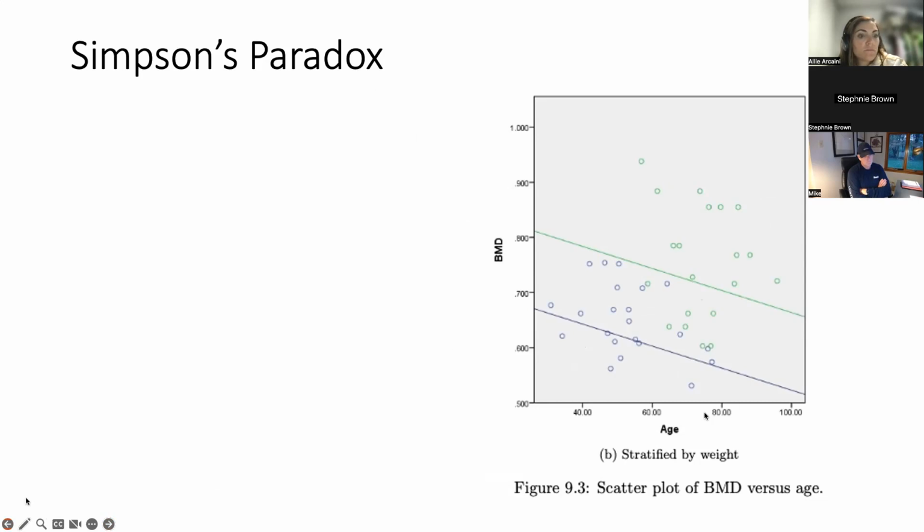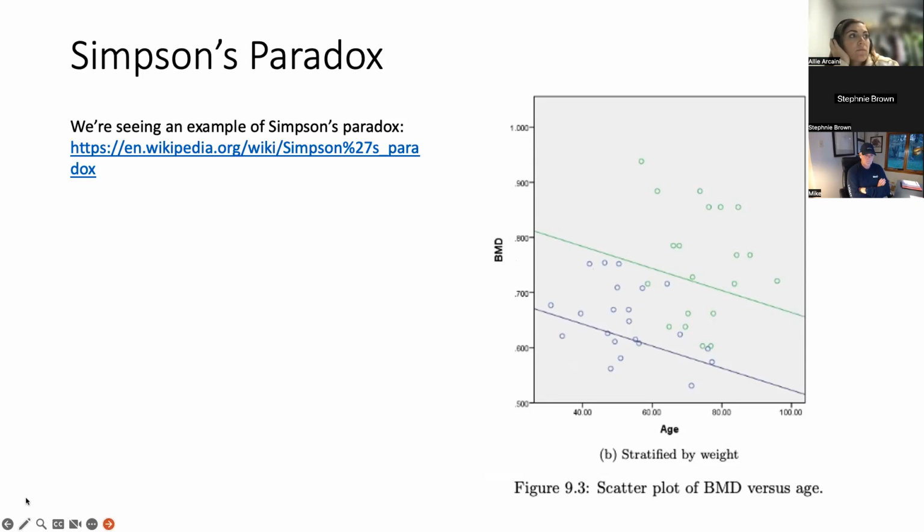It becomes negative because now I have some new information. I'm essentially stratifying by weight in my model, right? So I'm first acknowledging the relationship between bone mineral density and weight. And then I'm using the leftover information to look at age and bone mineral density. And when I do that, I see the true situation come out. This is something that is often referred to as Simpson's paradox.